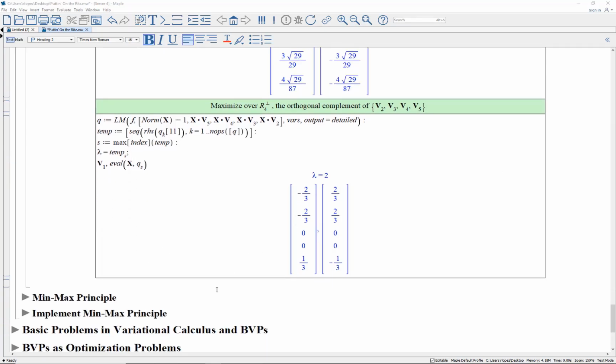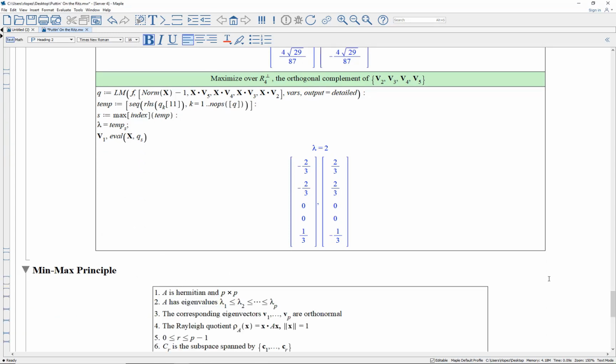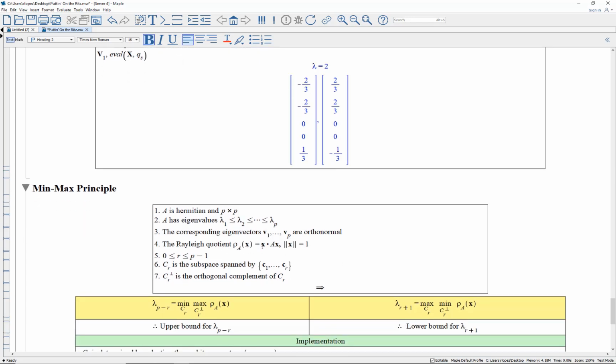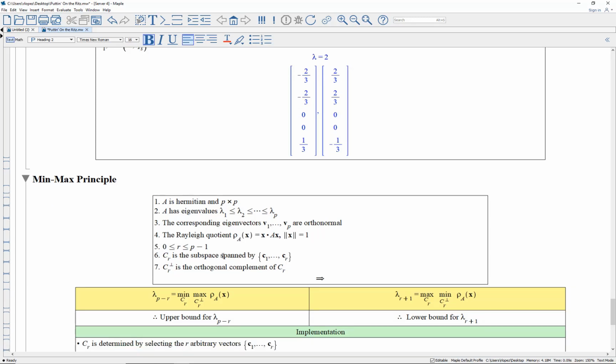The min-max principle. I found this in the Noble and Daniel book, and I believe they attribute it to Courant. It looks a lot like what we just did with the Rayleigh principle, but it's a generalization. Okay, so we have this Hermitian matrix. You line up the eigenvalues in size order, and it has orthonormal eigenvectors. Rayleigh quotient. Now, look at this subspace, CR. It's a subspace spanned by R independent vectors. It might have eigenvectors in there, might not. And here is the orthogonal complement of those vectors.